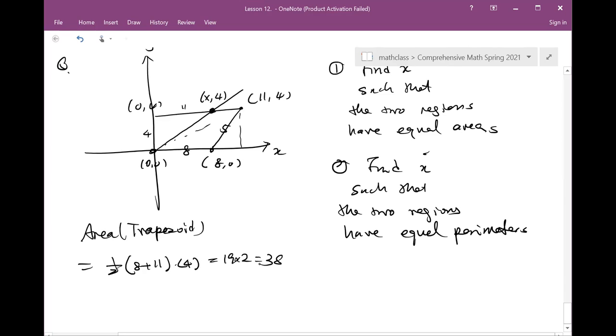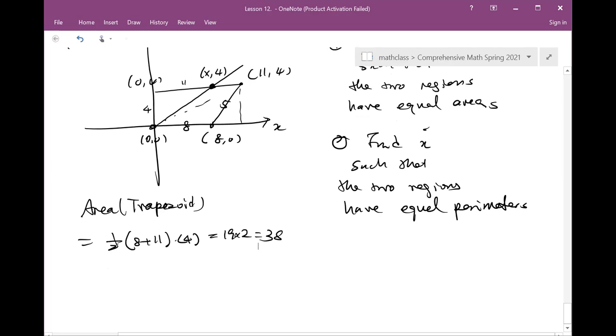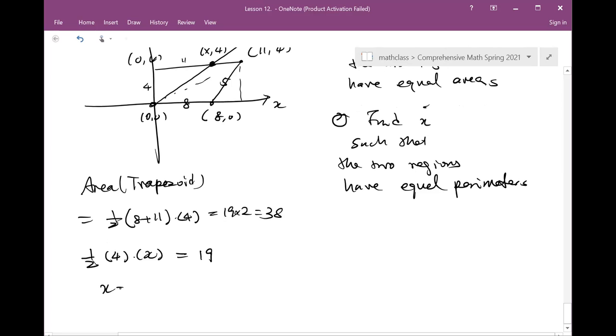38. Okay, so that is the area of the trapezoid. Then you divide by 2, and half of the area is going to be 19. Then you just check the area of the triangle. The area of the triangle is half, the base is 4, the height is x. So that's why it's going to be half of the area of the trapezoid, so it's 19. So that's why x is going to be 19 over 2.